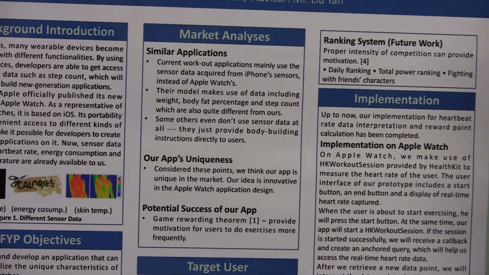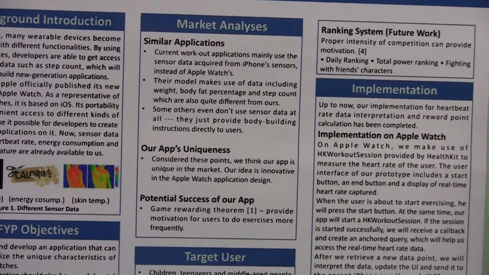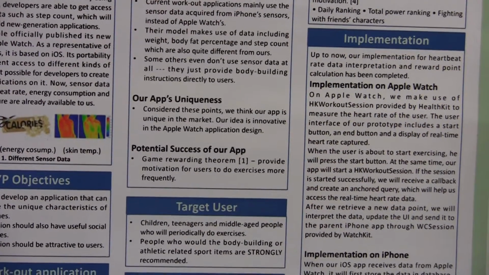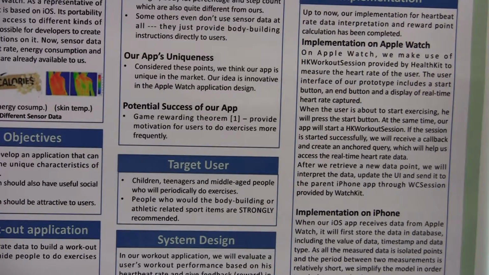Then I will briefly talk about our implementation. So we have designed a prototype which has covered the performance measurement part, and on Apple Watch we make use of HKWorkoutSession to get the real-time heart rate data, and the data will be interpreted and transferred to our iPhone app. And on the iPhone app, when we receive data, we will store it in the database, including the value of the data, timestamp, and also data type. And after the measurement is received, we will calculate it using the formula my partner has mentioned, and calculate the points the user should get.